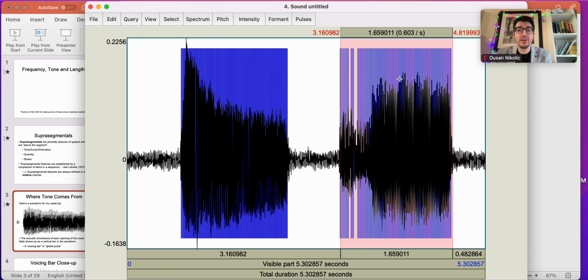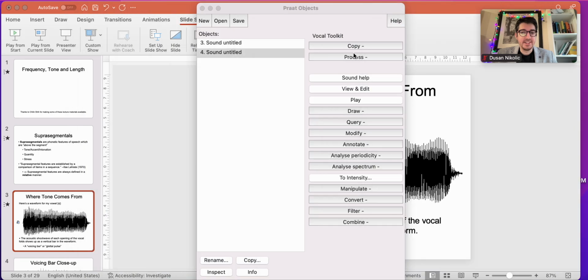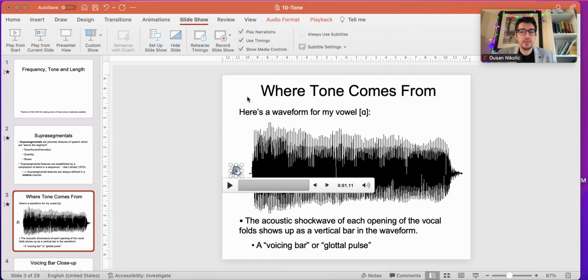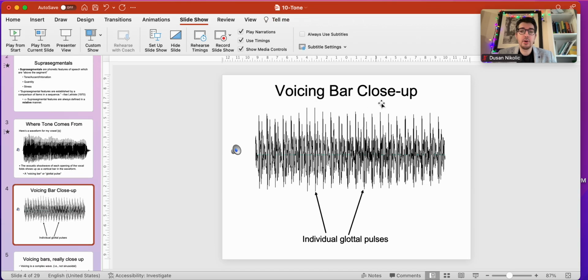Now you know how to explain to other human beings, sorry about that, that this is low and this is high, right? Because of the vocal folds' openings and closings constantly. And we can measure these by calculating the pulses. Okay, I'll be back, right? As Schwarzenegger says, I'll be back to this waveform after I show you the voicing bar close up.